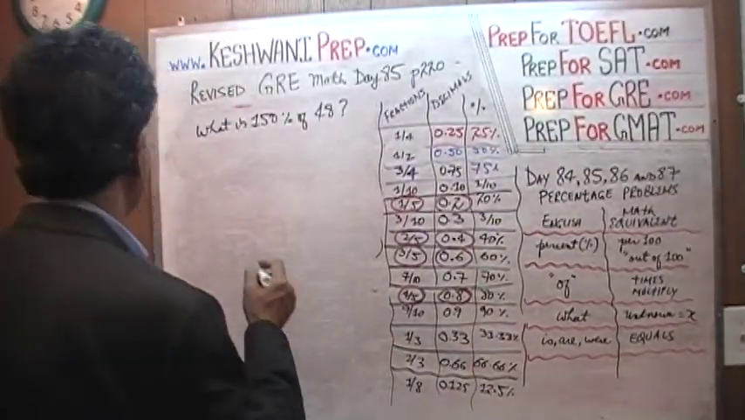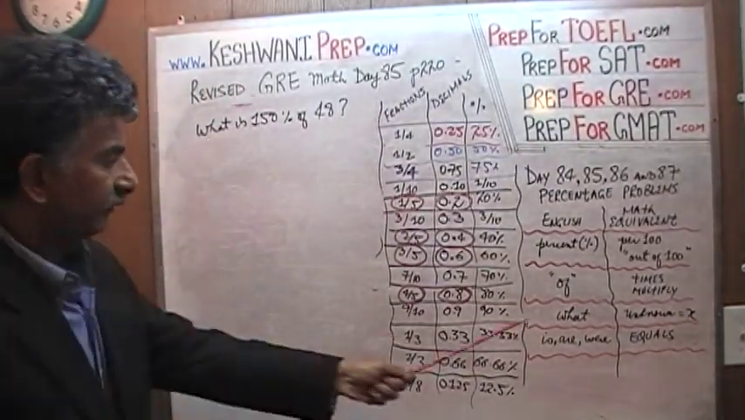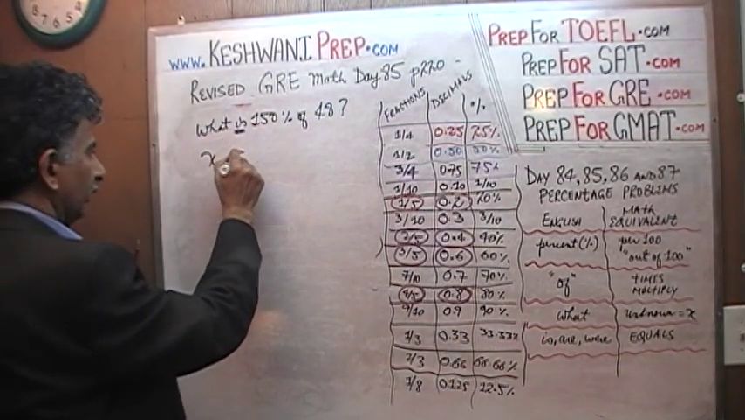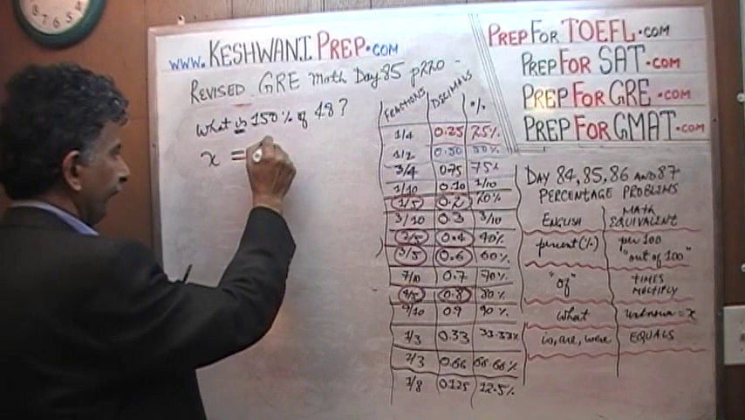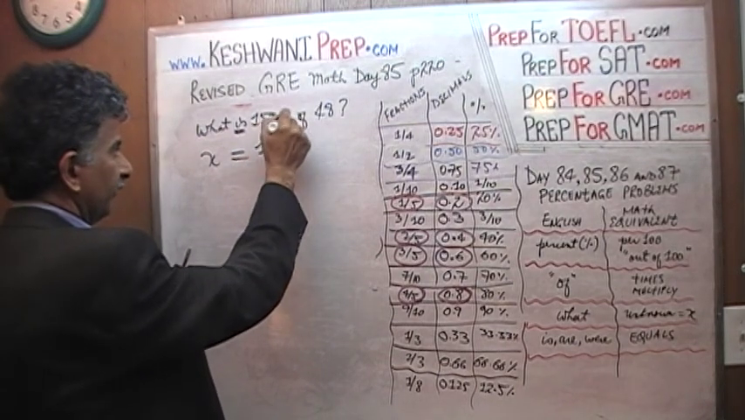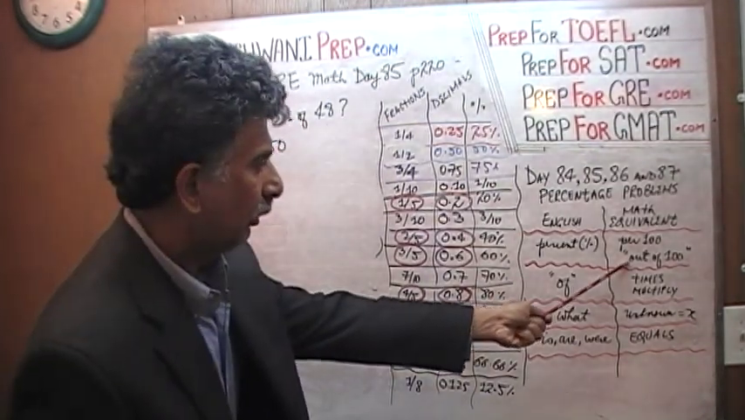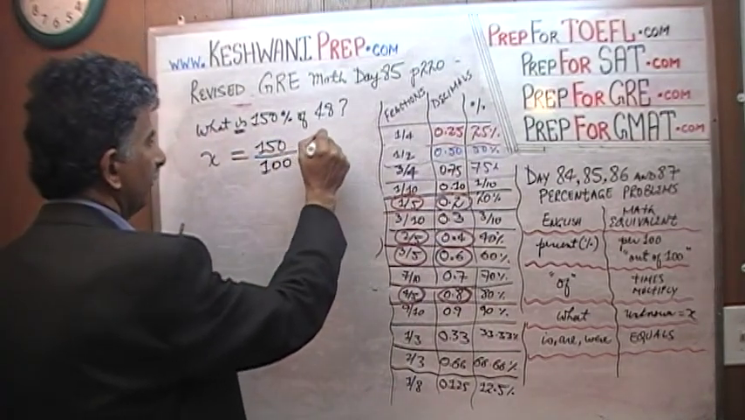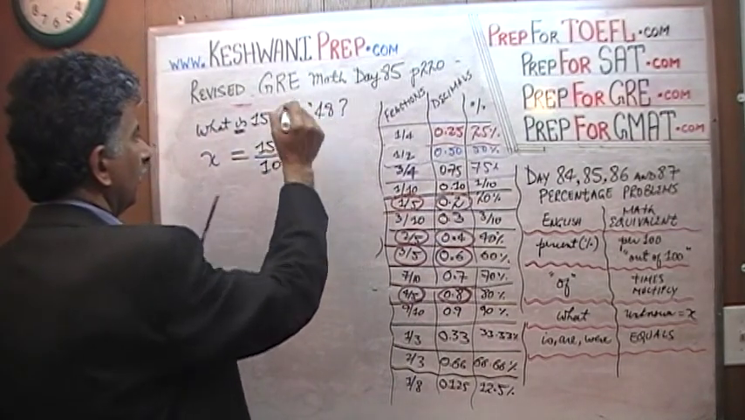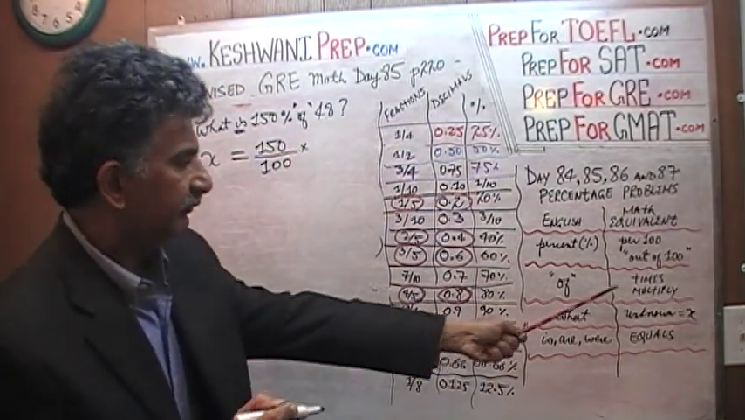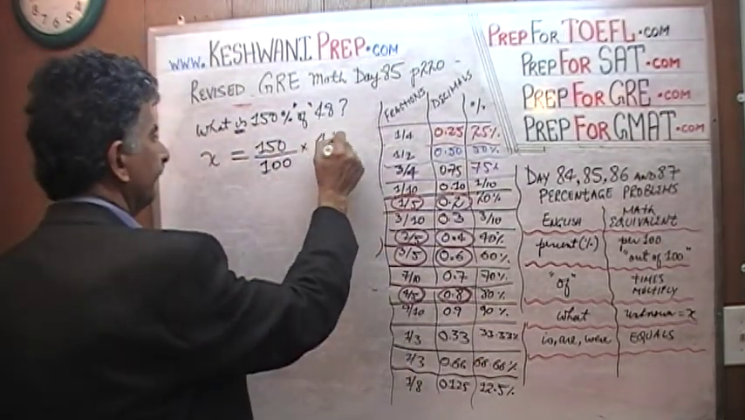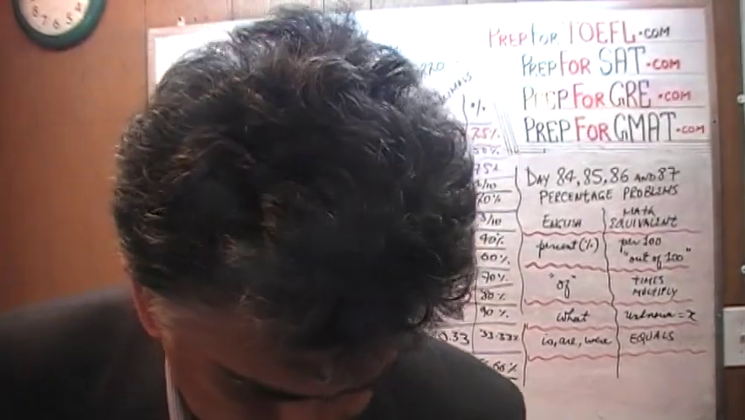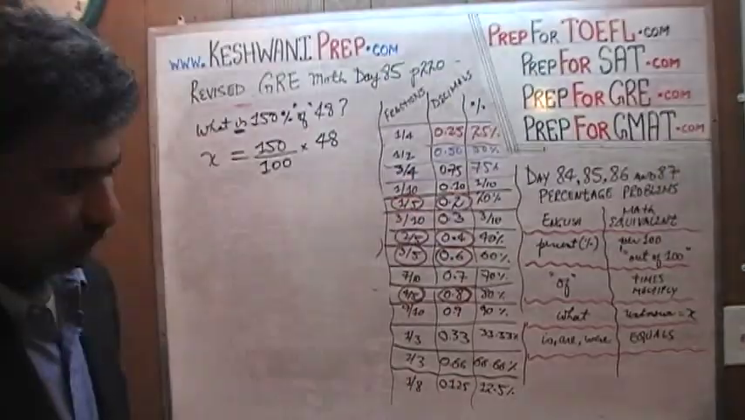So let's do it. What means x? "Is" means equal. 150% means 150 over 100, out of 100. "Of" means times, multiply, 48. That's it. All you have to do is solve for x.